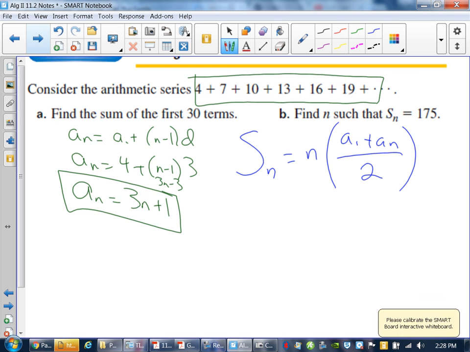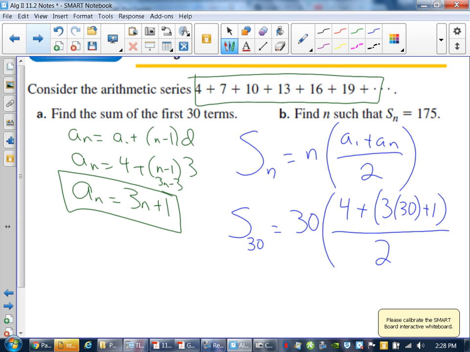How many of them are we trying to add up? 30. So the sum of 30 of them will be 30 times the first term plus the nth term, which is 3 times 30 plus 1, all over 2. Again, it's a lot of formula work.